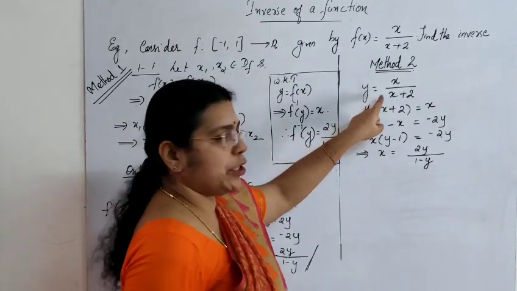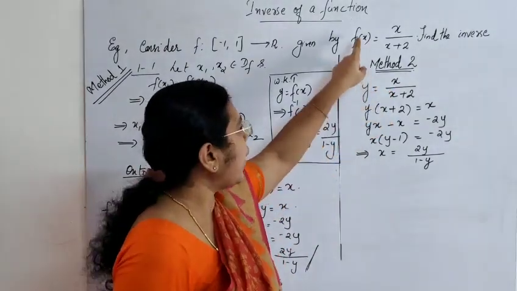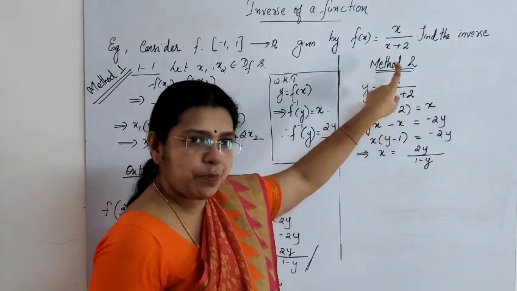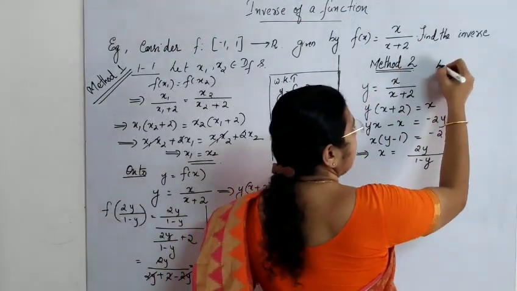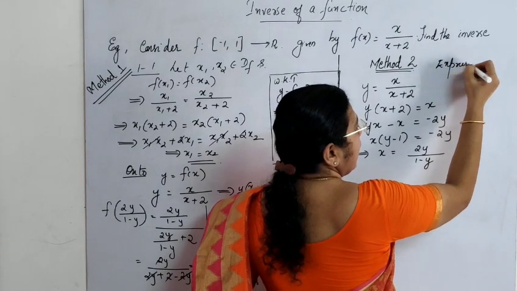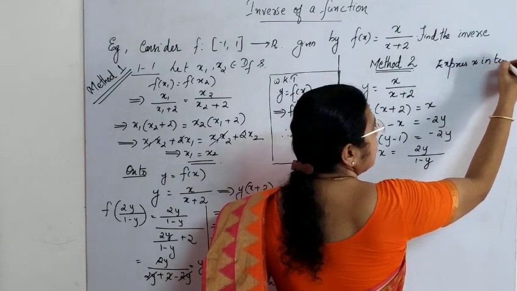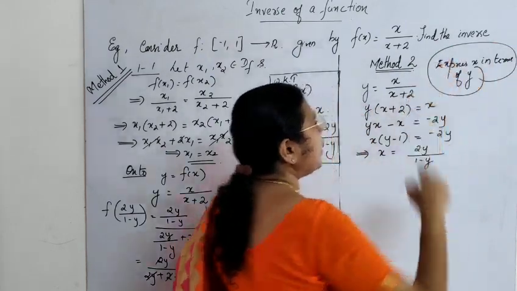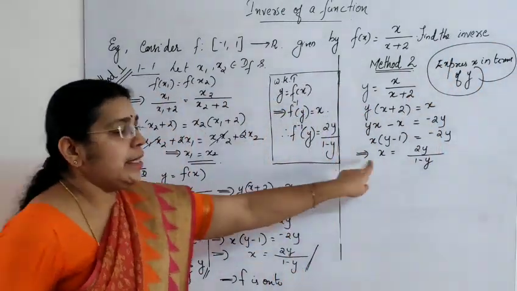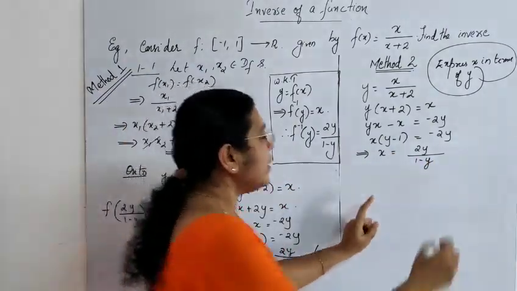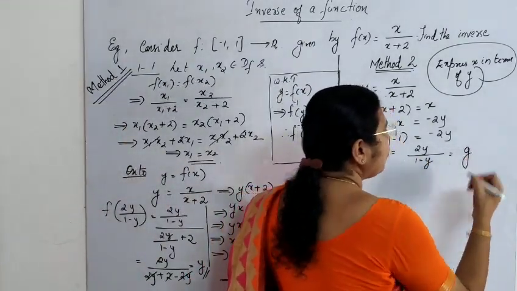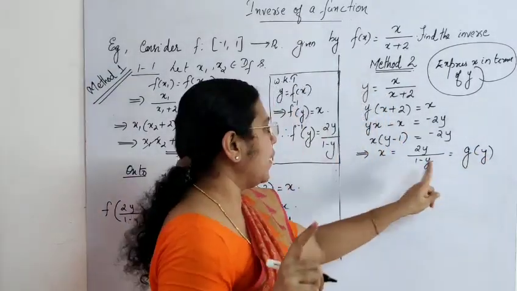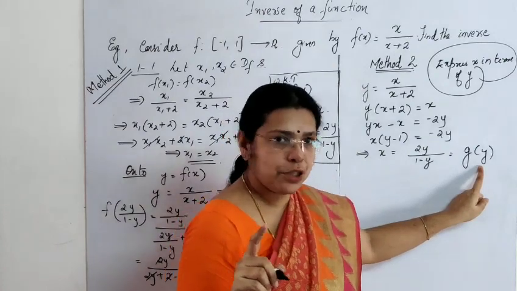What did I do? The function that is given here, y is equal to f of x, the function y is equal to this expression, I express x in terms of y. That is what I have to do. And I consider this as my function g. g is a function in terms of y, right? g of y. So this I have taken as g of y.